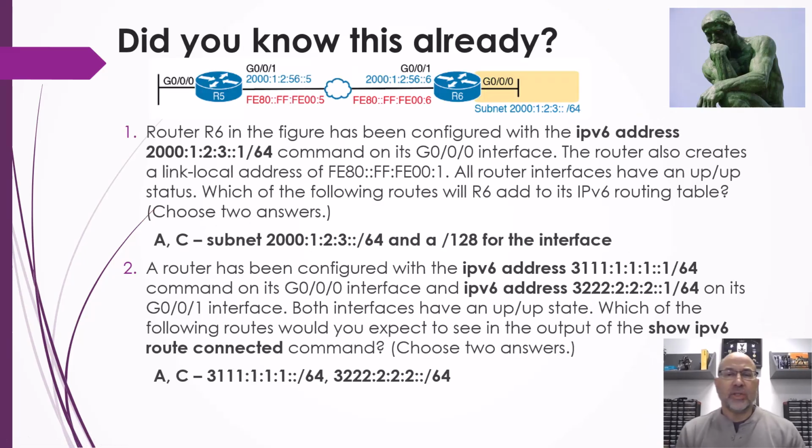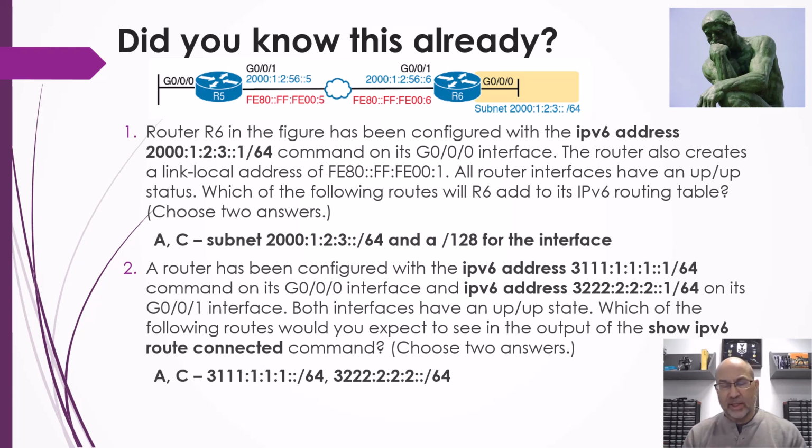All right, do you know this already? Questions? Router 6 in the figure has been configured with the IPv6 address you see there. The router also creates a link local address. All router interfaces are up. Which of the two following routes will the router 6 add to its routing table?